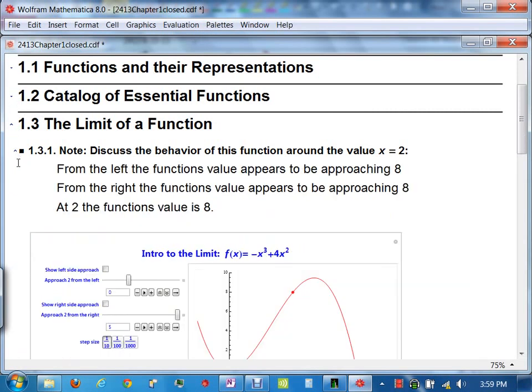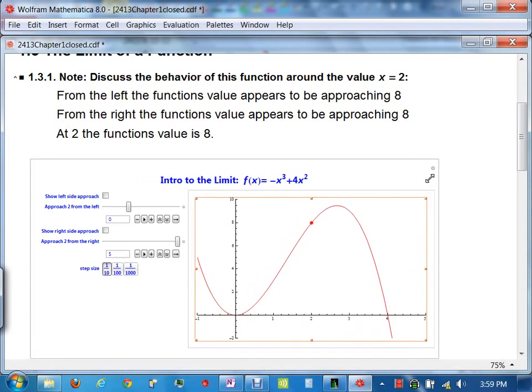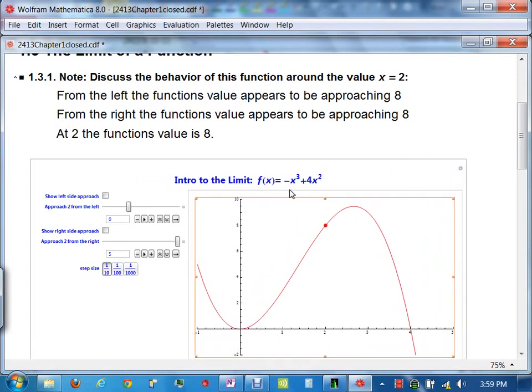It says, discuss the behavior of this function around the value x equals 2. I think I'm going to kill the light so we can see that a little better. So let's take our time through this because, like I said, this is the most important thing in calculus, is understanding the idea of a limit. So here's our function right here.